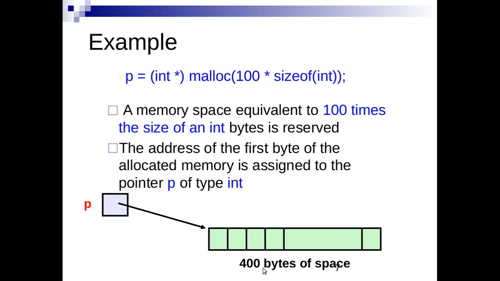So here, 400 bytes of space, under the assumption that int occupies 4 bytes. p is a variable, it has its own storage, and what gets stored in this storage is the address of the first byte of this sequence of 400 bytes of space.